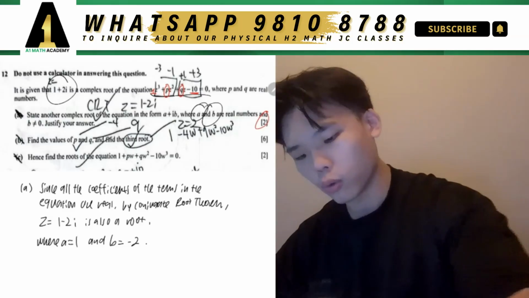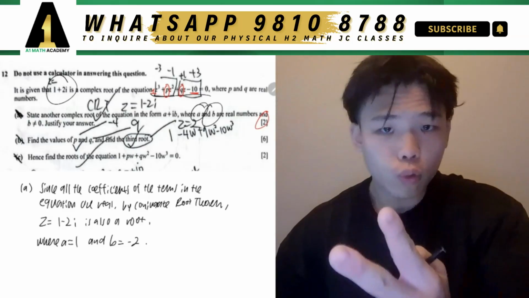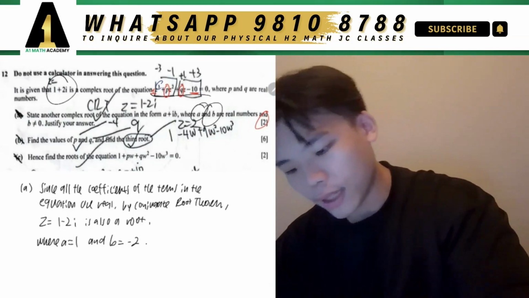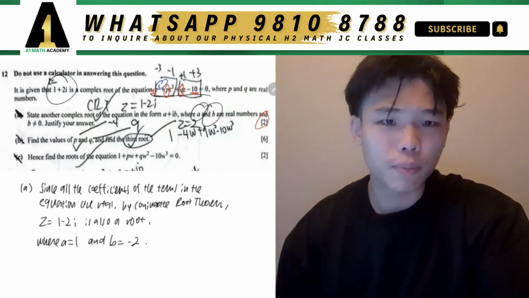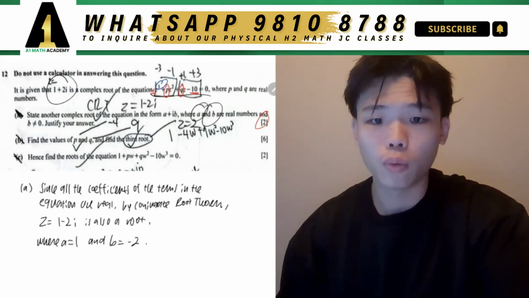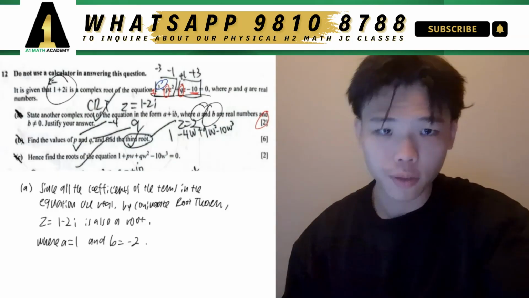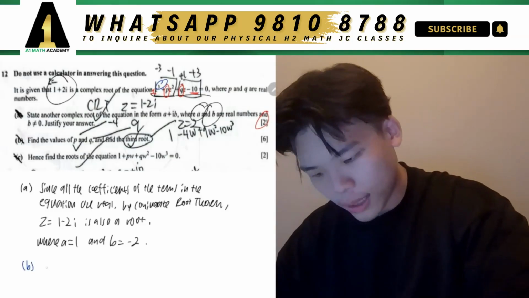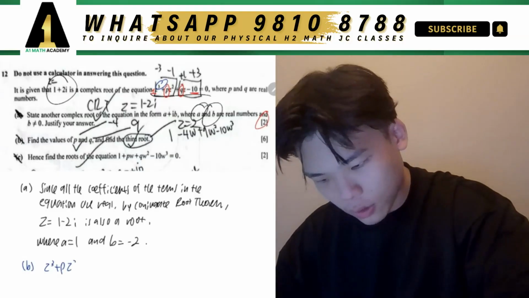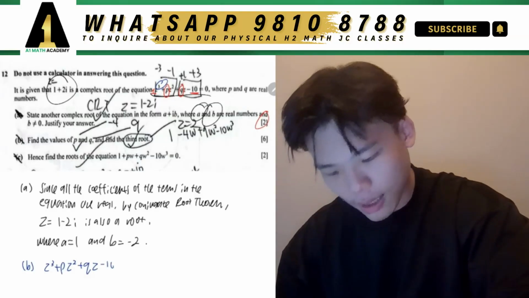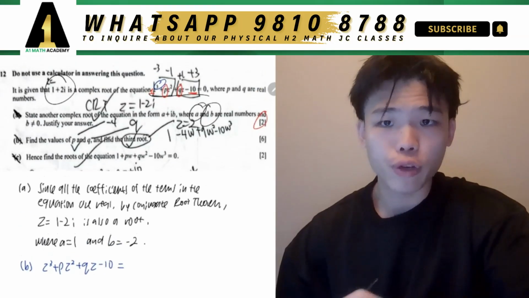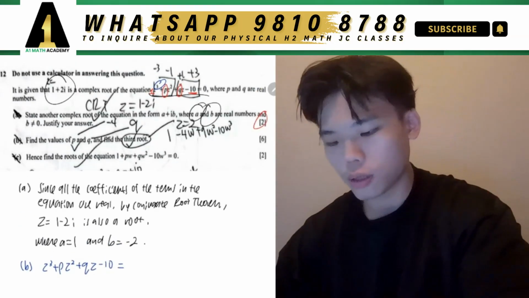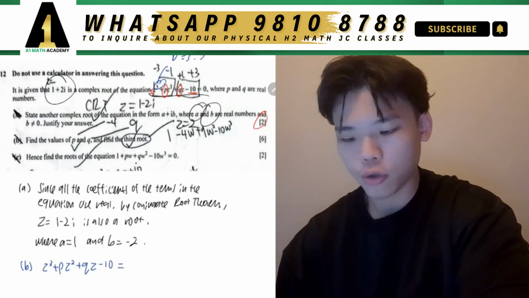So now that we know 2 roots already, and this is a cubic equation, very simply, if we want to solve this question as fast as possible, what we can do is just compare the coefficients. So over here, we know that z cubed plus pz squared plus qz minus 10 is a product of 3 factors, right? Because it's a cubic equation. So the degree here is 3, which means there are 3 roots.